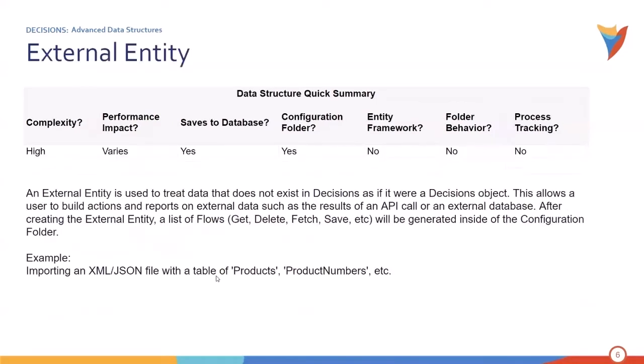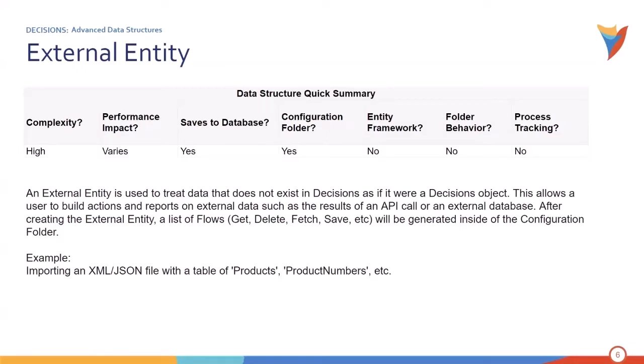Now let's talk about an external entity. An external entity is an entity, and it behaves exactly like an entity, but it does not live inside Decisions. Does that make sense? It lives outside of Decisions, but we can make reference to it and treat it exactly like a Decisions object. So it would allow a user to build actions, same as with an entity, and report on external data, such as the result of an API call or an external database.